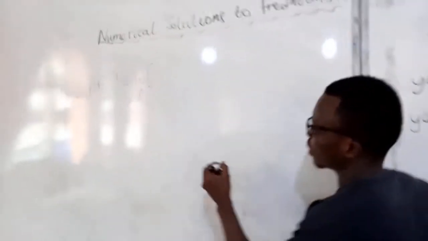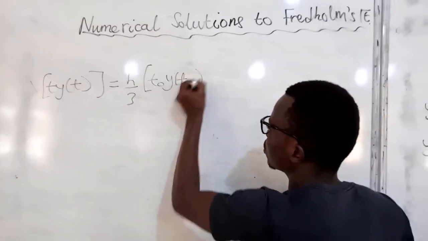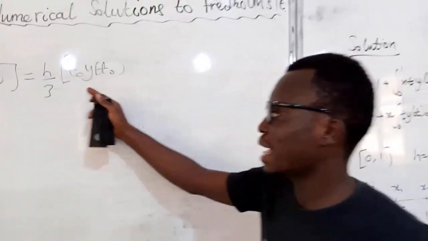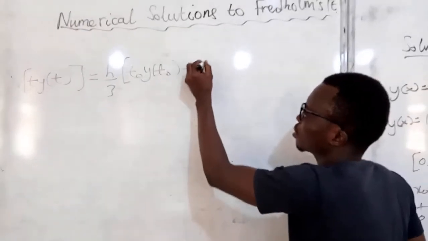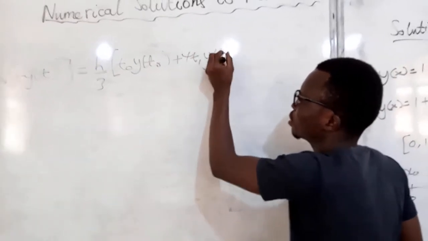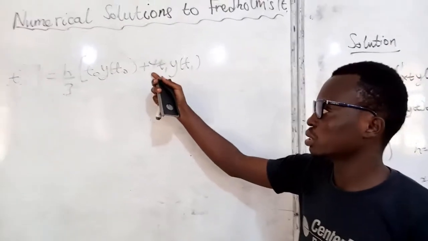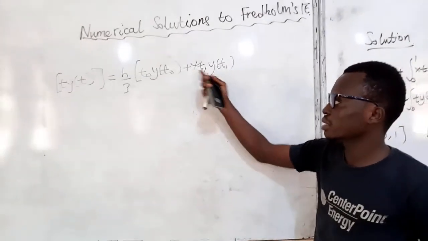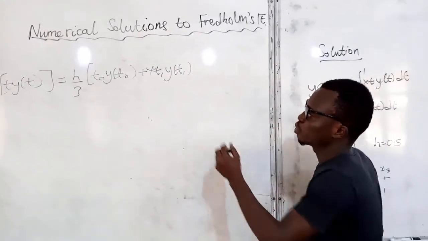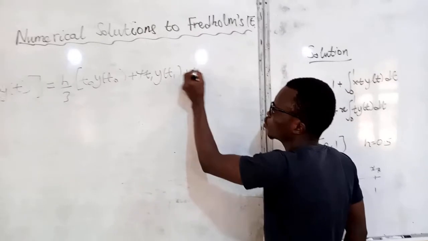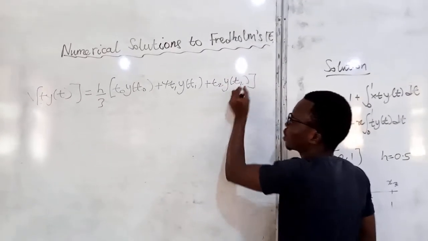We are going to have our first entry to be t naught, y of t naught, plus the next term, which is 4 times t1 y of t1, because you have an index of 1, which is odd, so you multiply this term by 4. Our last term is t2 times y of t2.